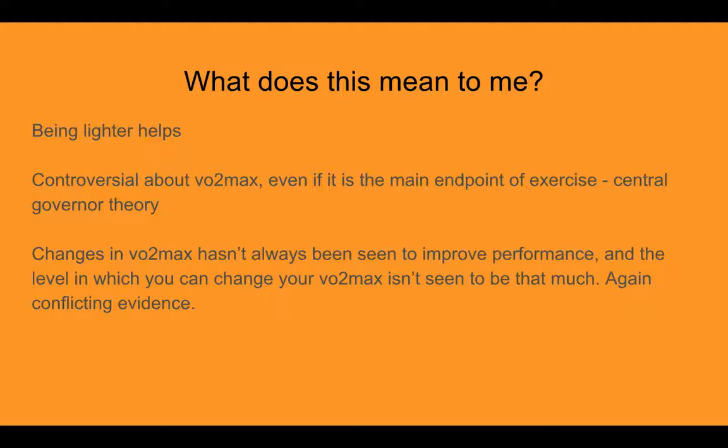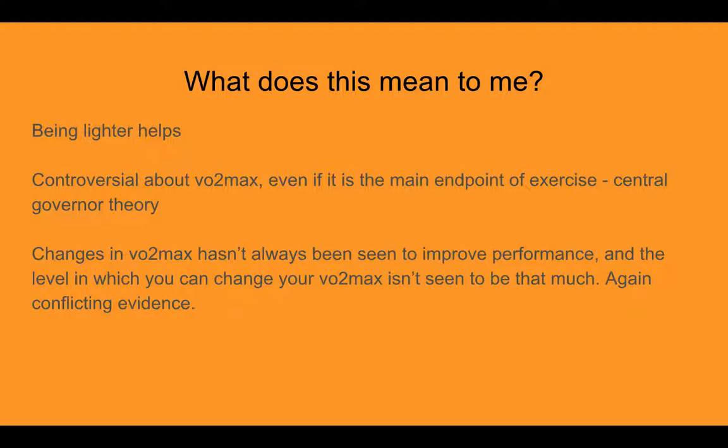But yeah, changes in VO2 max haven't always been seen to improve performance. As in, you can have an increase in VO2 max, but your performance stays steady. You can have improvement in VO2 max and have no changes in performance. And they've actually seen people with similar VO2 maxes having a big disparity in performance. So if VO2 max is meant to be the best indicator, why is it that when people have the same level, they can perform differently?